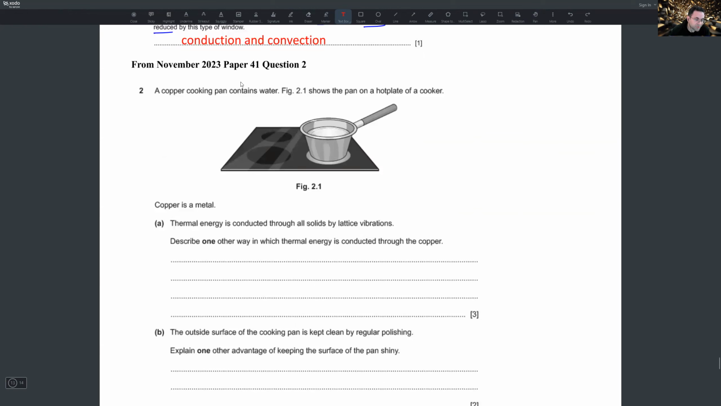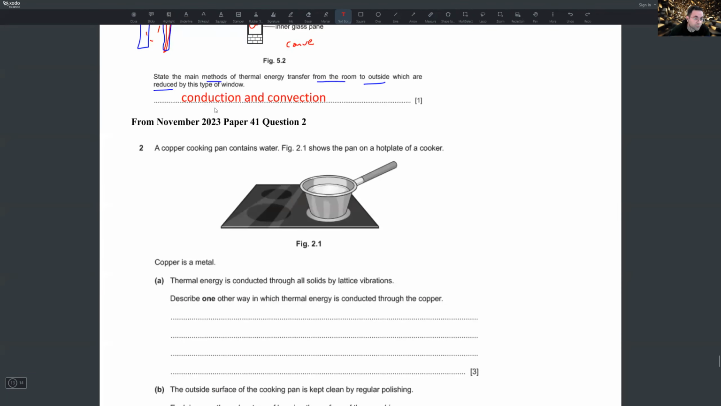This is from November 23, so a very recent exam. A copper cooking pan contains water and it's placed on the hot plate of a cooker. Yes, one mark for both, not for one, because it says state the main methods. So you have to write both.